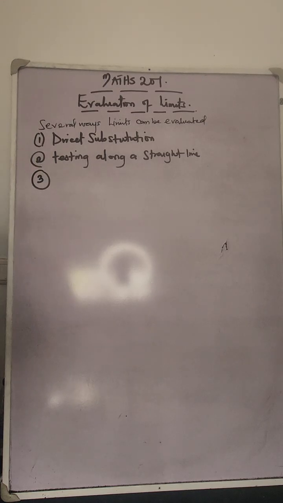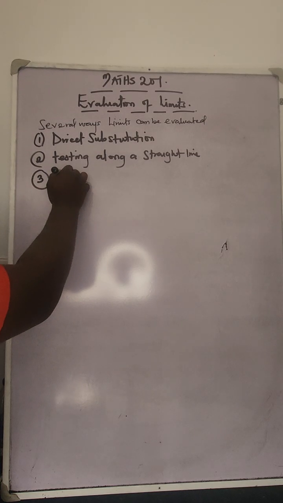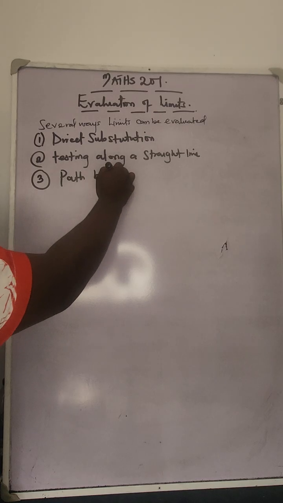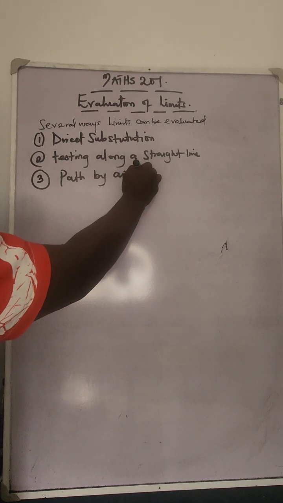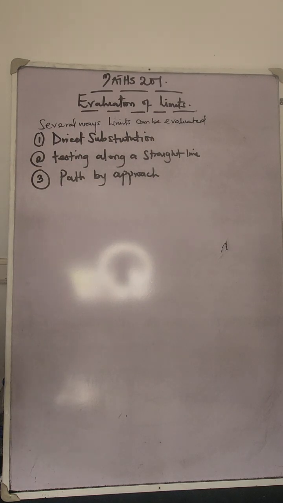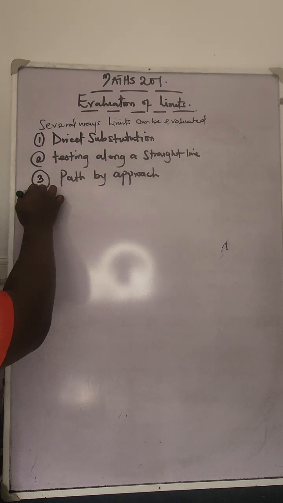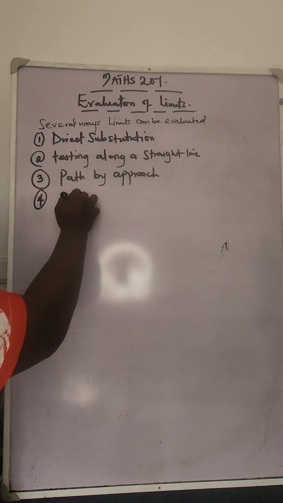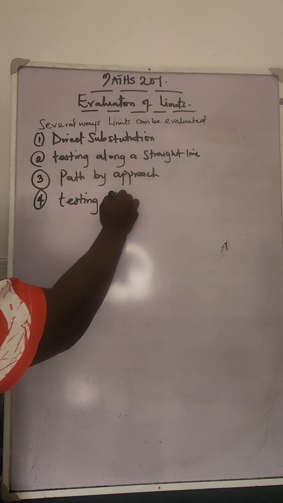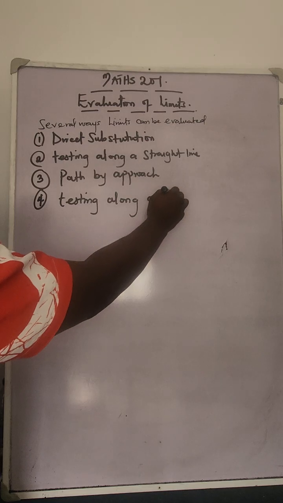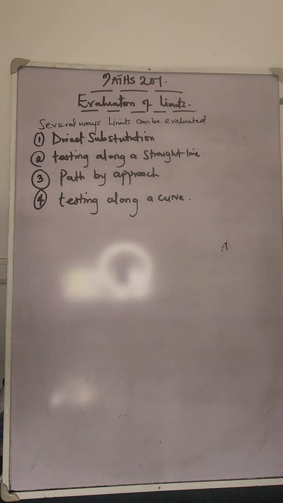Another way a limit can be evaluated is the path by approach method. Evaluation of limit, path by approach. Then we have testing along a curve. So although we have several ways, these are the basic ways you can evaluate a limit.